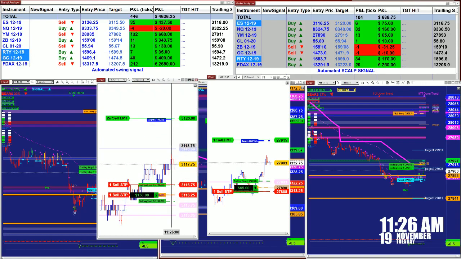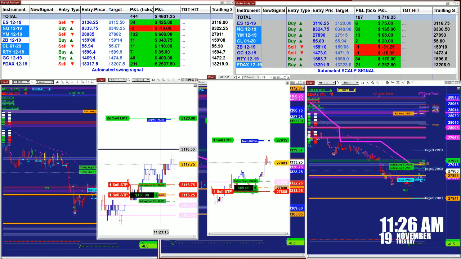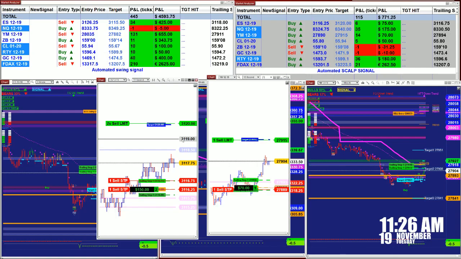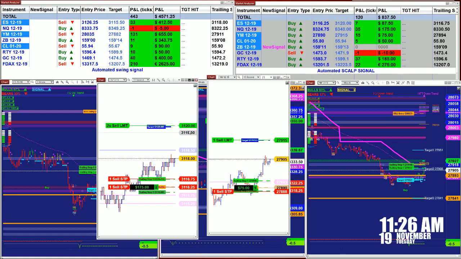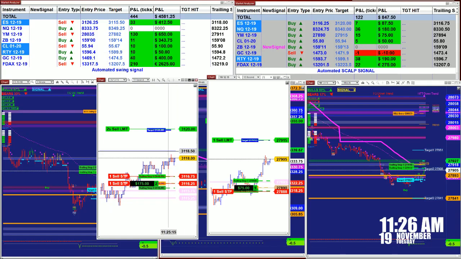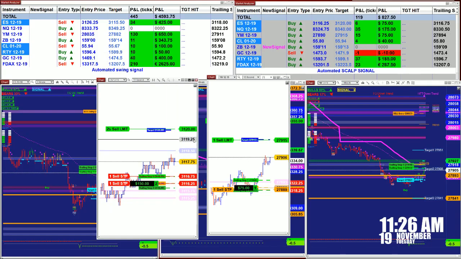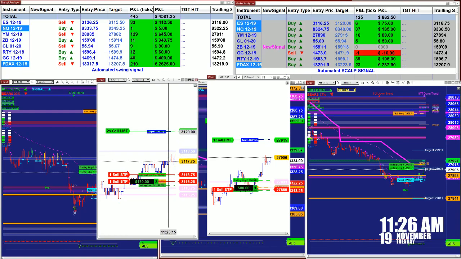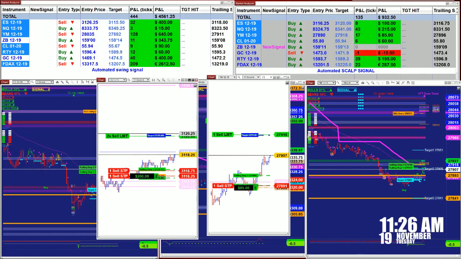We have a level at 1850. That might cause a problem on that one here. So you can choose if you want to exit at 1850 on that trade, or you want to continue all the way up to the 3120. It's up to you. It's your call.